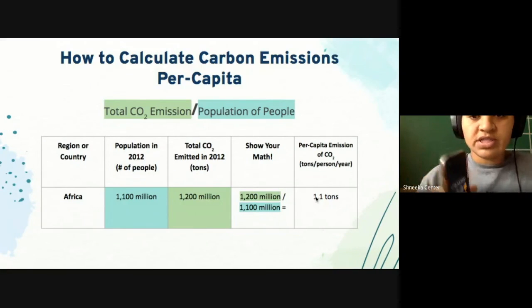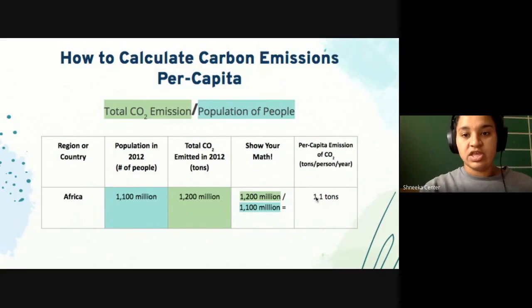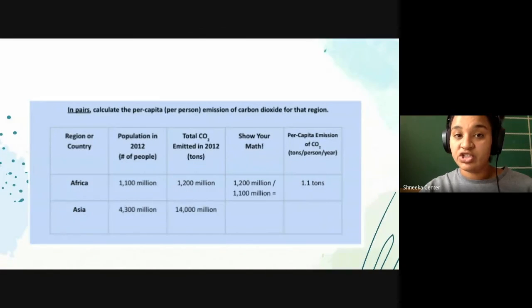So you are going to complete the rest of the per capita emissions in your notes. When you're finished, you're going to answer the rest of the questions in your notes.